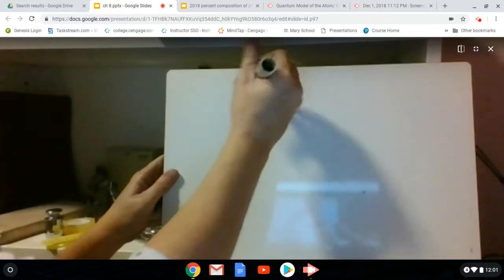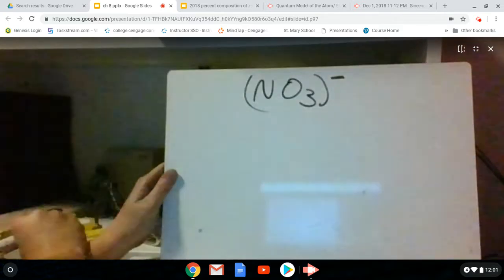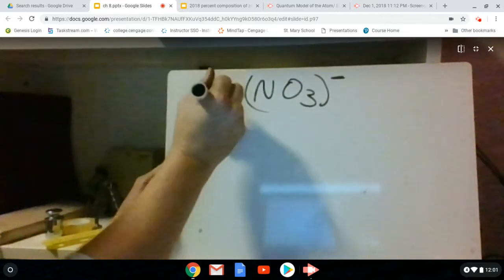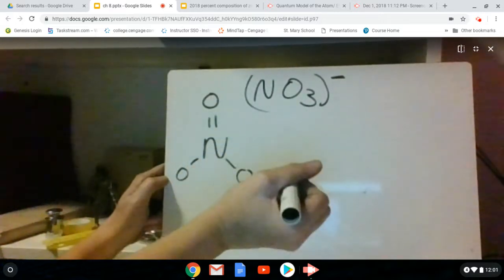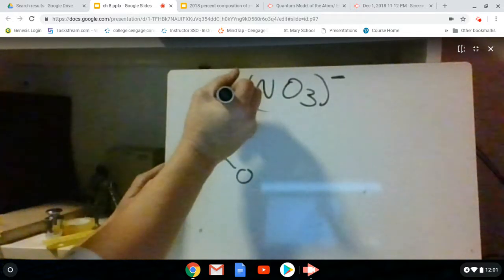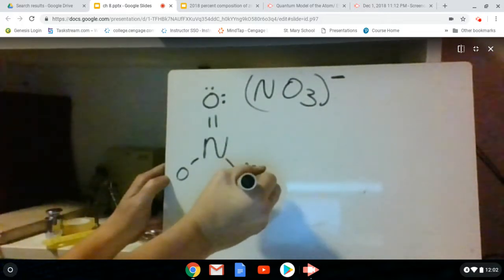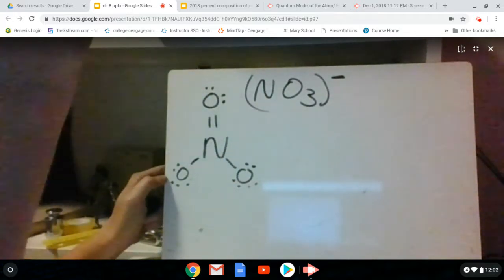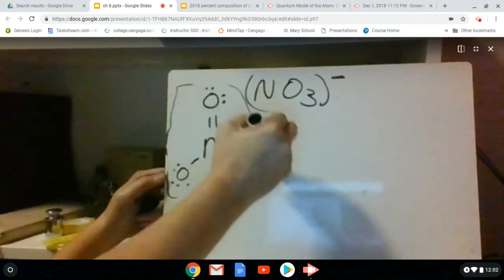Okay, so if I show you the resonance structure for nitrate, which is NO3 minus, nitrogen is in the center. We have oxygen, oxygen, oxygen. 1, 2, 3, 4, 5, 6. Then we have 2, 4, 6. 2, 4, 6. And we generally show that extra electron that's there for the structure.